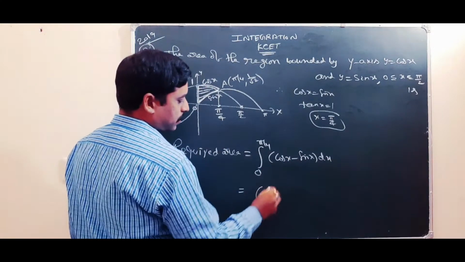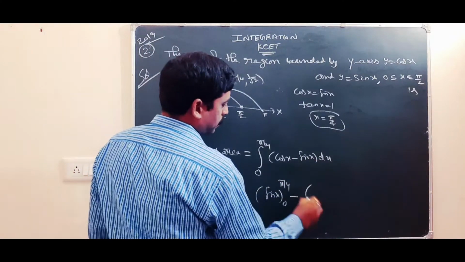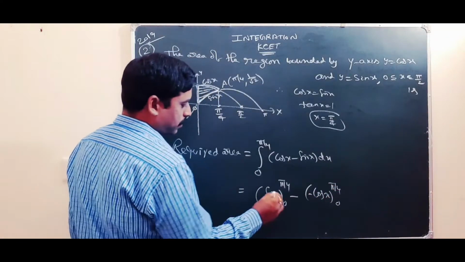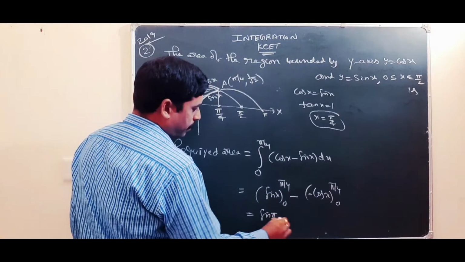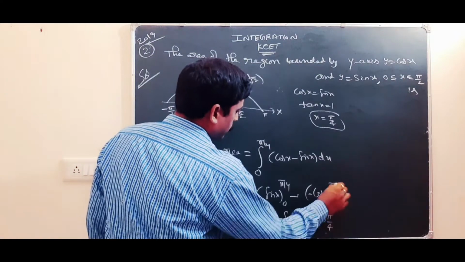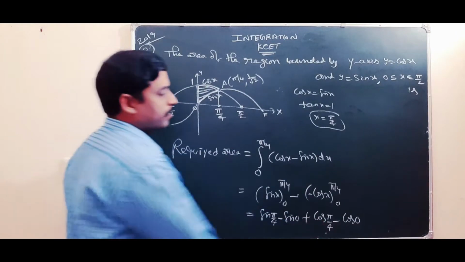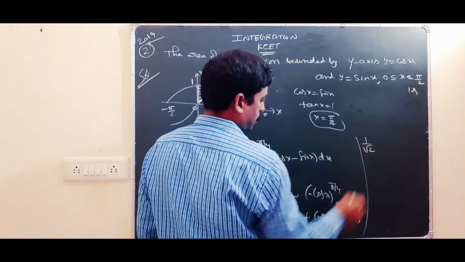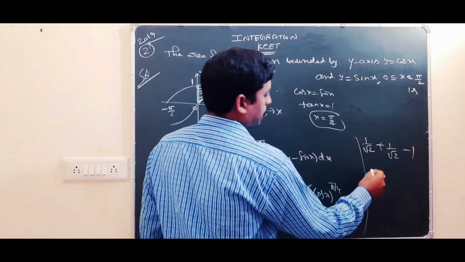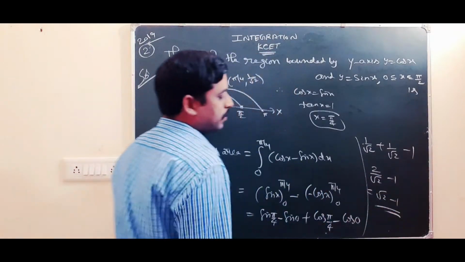Now the integration of cos x is sin x, with limits pi by 4 to 0. The integration of sin x is minus cos x, with limits pi by 4 to 0. First write sin pi by 4 minus sin 0, minus into minus plus cos pi by 4 minus cos 0. Upper limit minus lower limit: sin pi by 4 is 1 by root 2, cos pi by 4 is also 1 by root 2, cos 0 is 1 and sin 0 is 0. So 1 by root 2 plus 1 by root 2 minus 1. This is nothing but root 2 minus 1 square units.